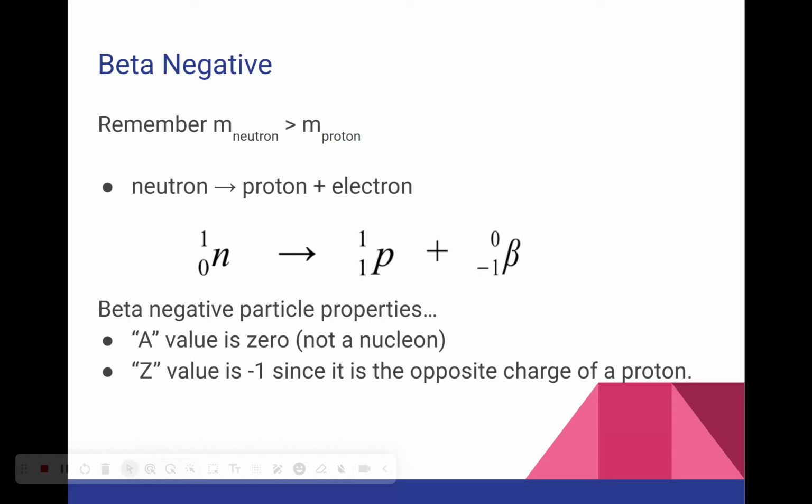It actually makes sense. And just so you understand when I'm looking at this, the reason the beta negative has a Z value of -1 is because it's the opposite charge of a proton, it's a negative, and it has an A value of 0 because it is not a nucleon. It does not belong in the nucleus. So as soon as a neutron decays into a proton and a beta negative particle, the beta negative particle ejects immediately from the nucleus because it doesn't belong there. It's not a nucleon.